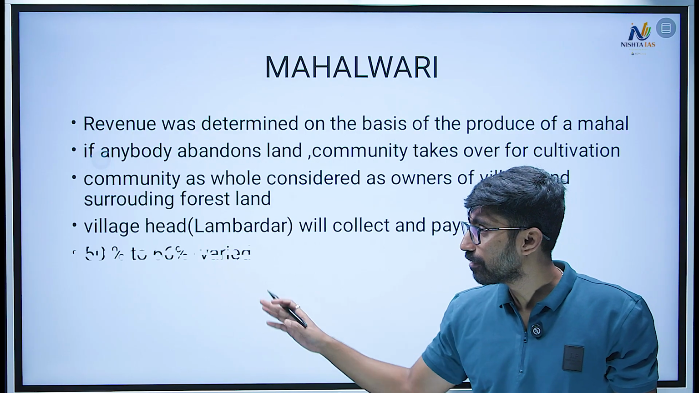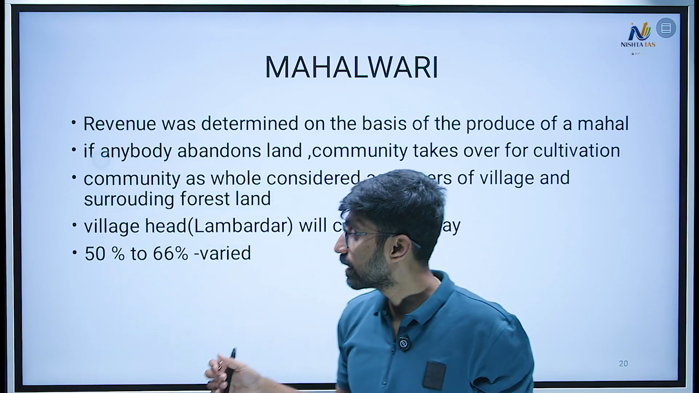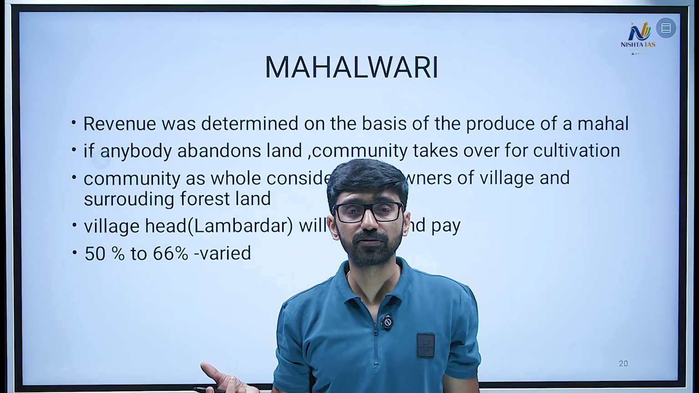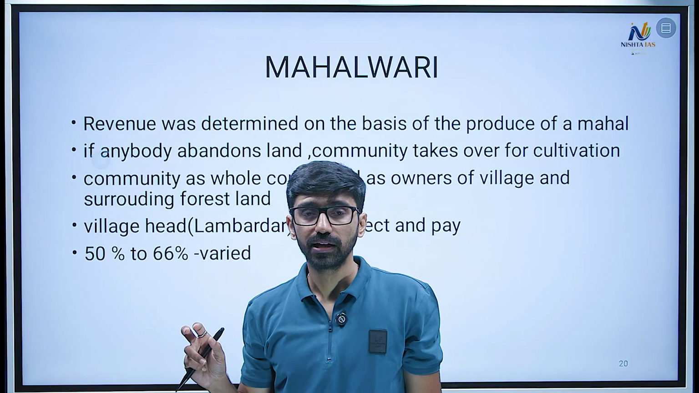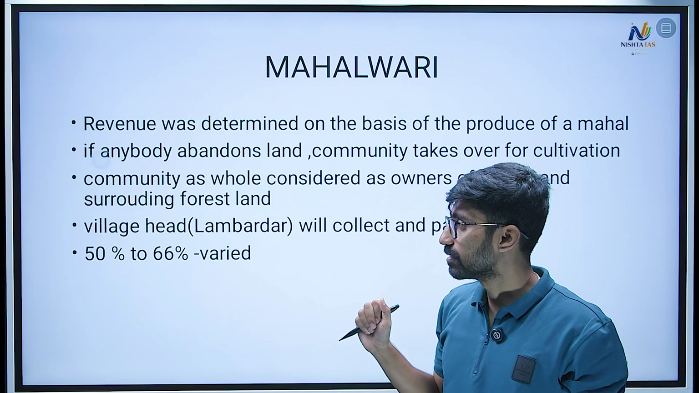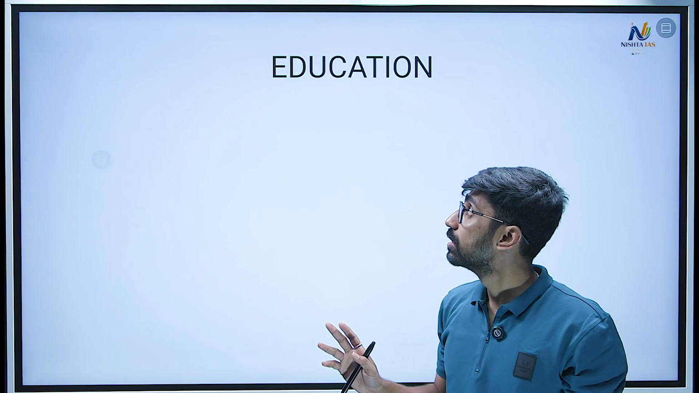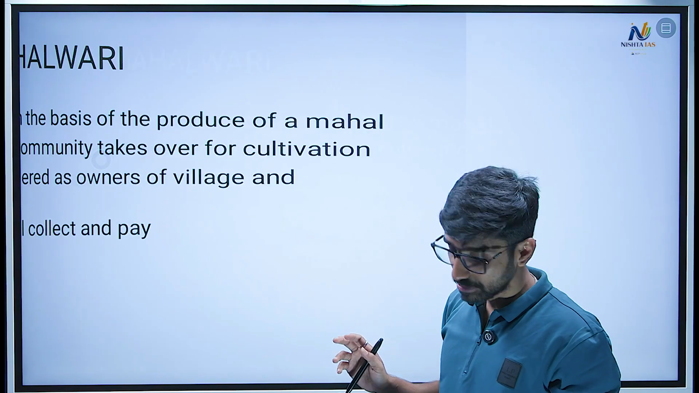I'll come down to here, but I have not mentioned over here. In some cases, it went to 80% also. In some areas, then again, due to various pressures and everything, it was reduced to 66%, which is still high, 2/3 as a taxation measure, that is huge. So this is the Mahalwari system we can talk about. So these are all the four revenue methods, or revenue settlements, that we discuss over here.